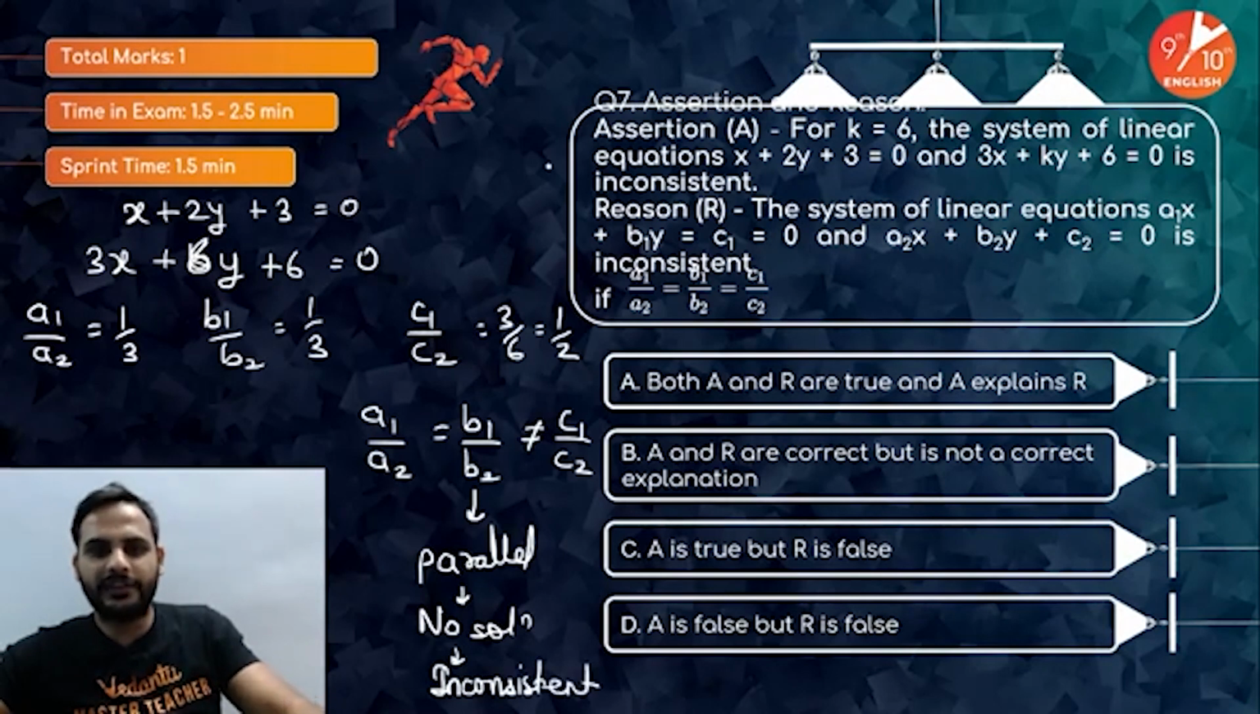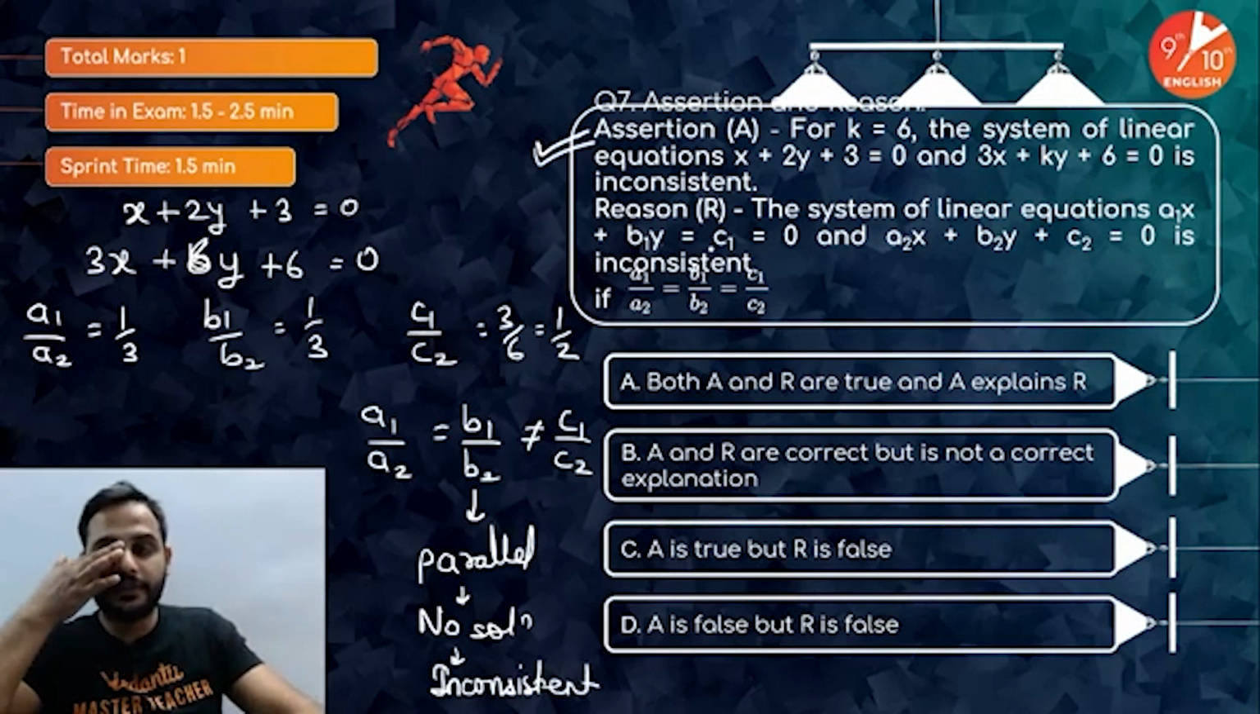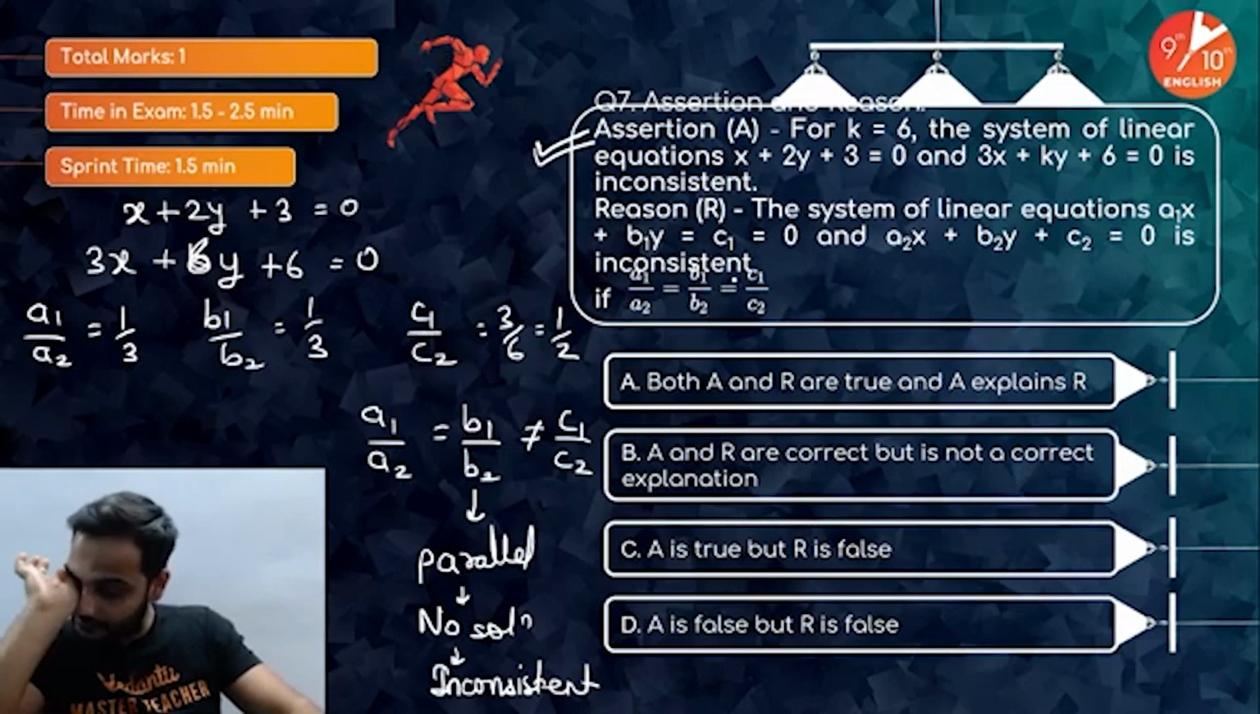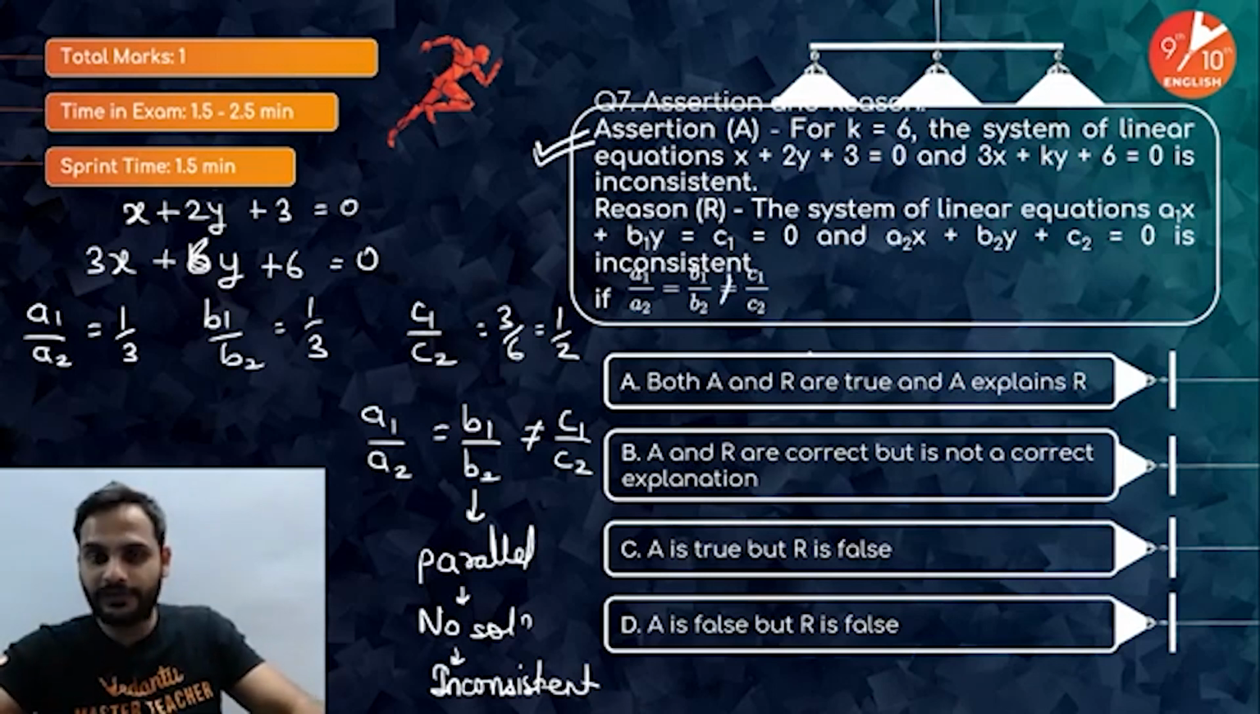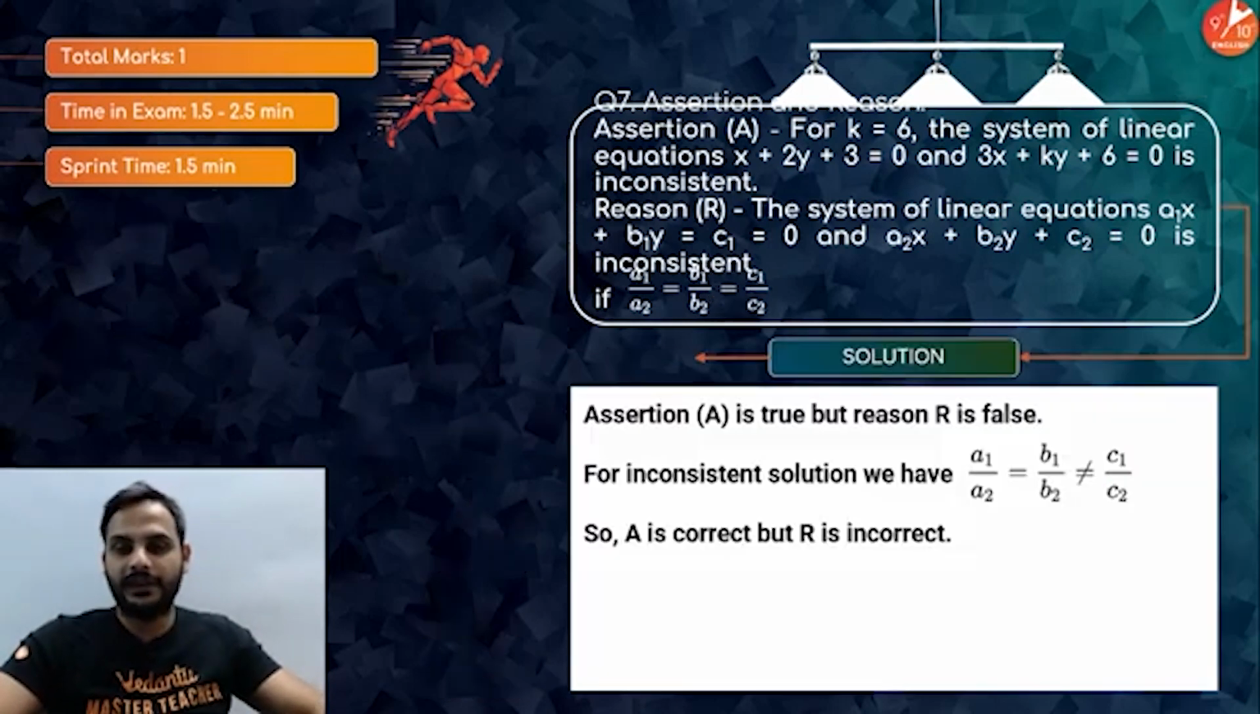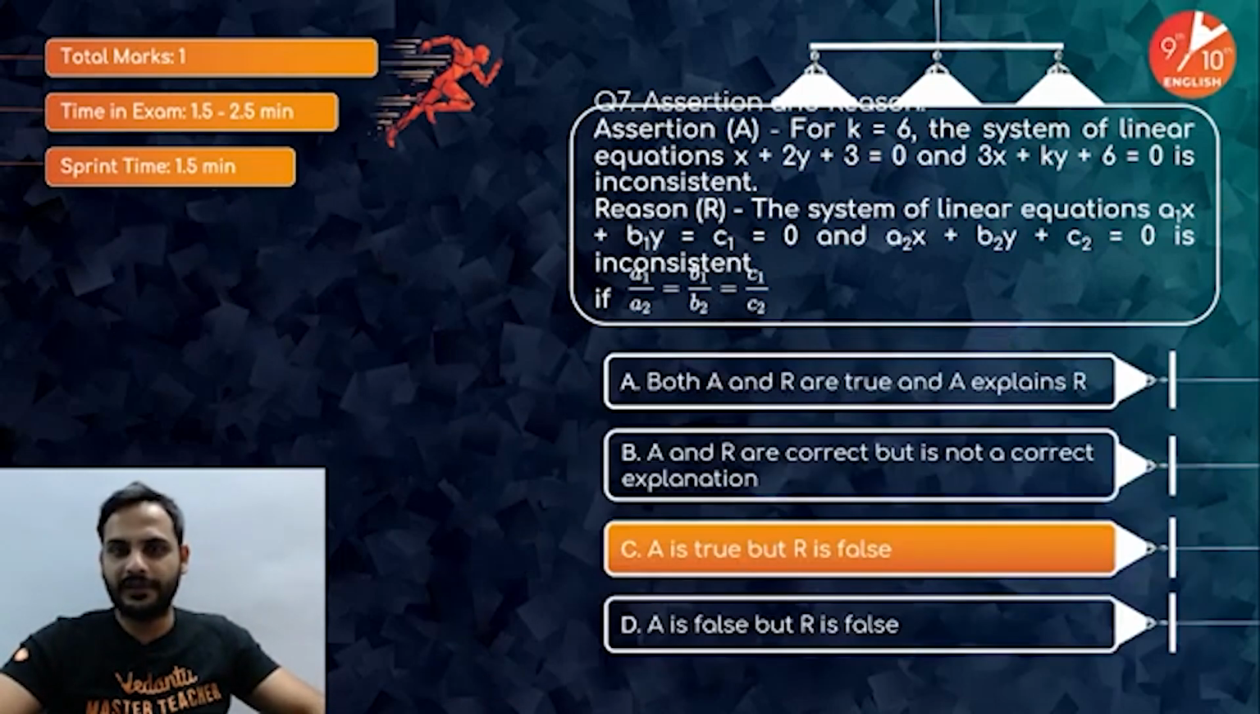So assertion is correct. Reason: the system of linear equations is inconsistent if, oh no sir, here we should get the not equal to sign. Okay? So this was the mistake. I'll say reason is false. I'll say here is your mistake. So reason is false. Reason false means what? Assertion is true. Option C. And reason is false. Simple.